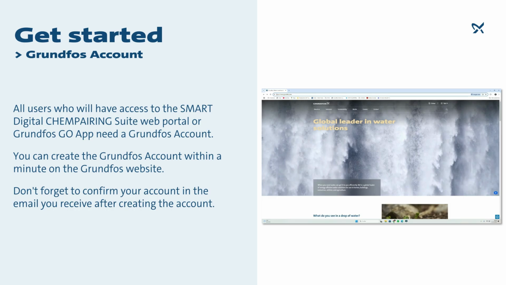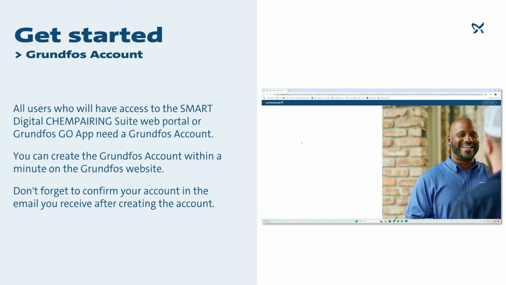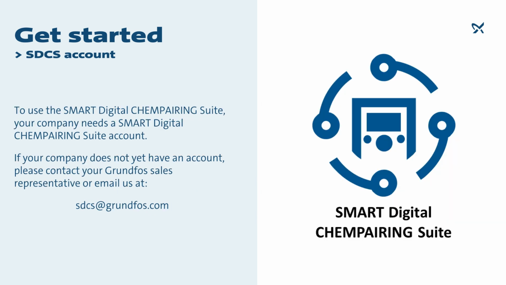All users who will have access to the Smart Digital Comparing Suite web portal need a Grundfos Global Login account. You can create the account within a minute on the Grundfos website. Don't forget to confirm your account in the email you receive after creating the account. To use Smart Digital Comparing Suite, your company needs a Smart Digital Comparing Suite account. If your company does not already have an account, please contact your Grundfos sales representative or email us.